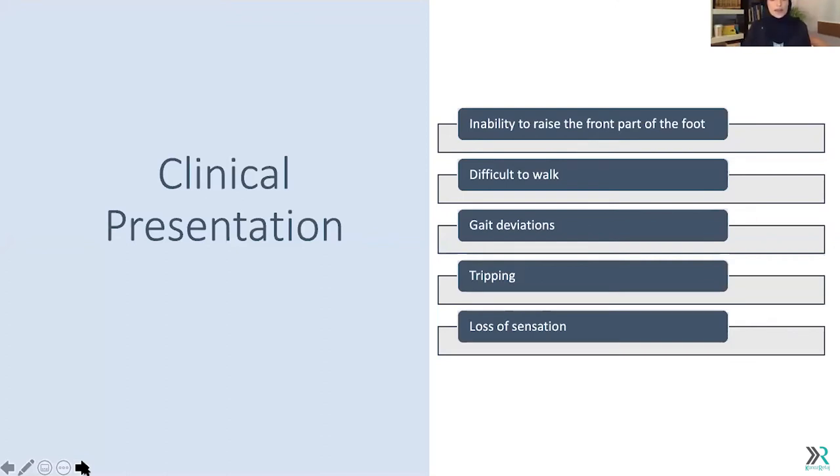Also, patients complain of loss of sensation, and it will occur in the front or lateral side of the leg and the dorsum of the foot. And patients may have numbness or tingling sensation or loss of proprioception.